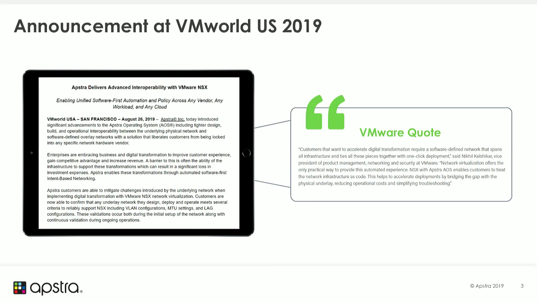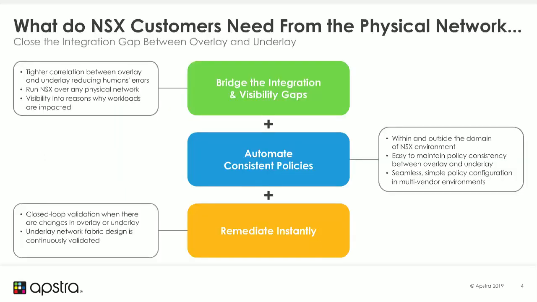A significant advancement that we introduced is the integration with NSX-T that closes the gap between the overlay and underlay physical network. And here, as quoted by VMware, NSX with Apstra AOS enables customers to treat the network infrastructure as code. This helps to accelerate deployment by bridging the gap with the physical underlay, reducing operational costs and simplifying troubleshooting.